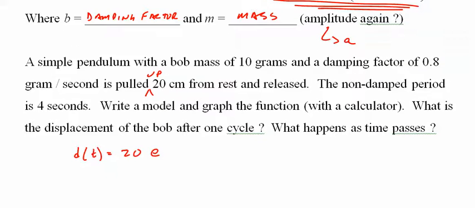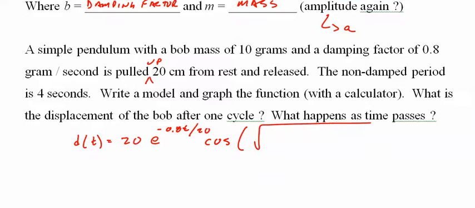E to the negative bt, negative 0.8 t over the mass, which in this case is 20. Don't simplify, just leave it be. Cosine, and life gets ugly. Wait a minute. I don't know what that info is.